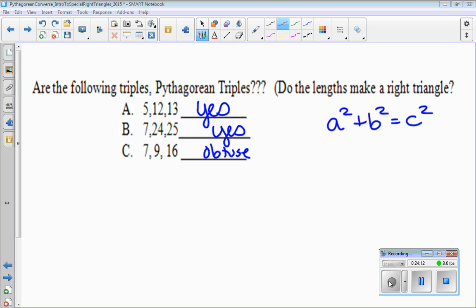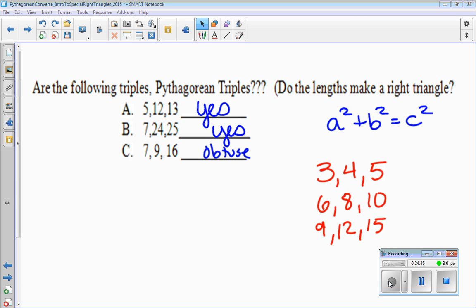There are some very common Pythagorean triples. These are 2 of them, but you may recognize 3, 4, 5 as a Pythagorean triple. There are obviously multiples of all of these that would also be Pythagorean triples. If I multiplied all of these by 2, 6, 8, 10 would be a Pythagorean triple. If I multiplied the originals by 3, I would have 9, 12, and 15 as a Pythagorean triple, right? So they all work that way. They're very common. So does it satisfy the Pythagorean theorem? Okay, good enough.